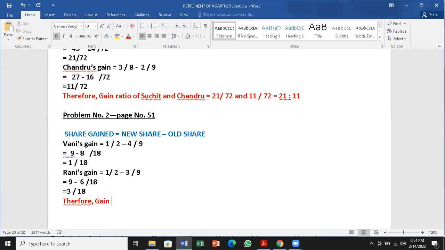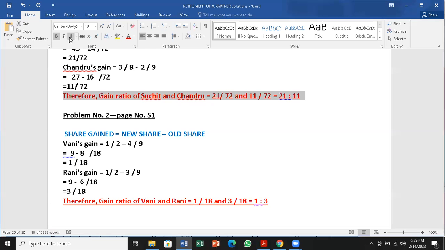Therefore, the gain ratio of Vani and Rani is equal to 1 by 18 and 3 by 18. You can see the denominators are the same, so we can eliminate the denominators. If denominators are different, we have to be careful. So 1:3 is the gain.